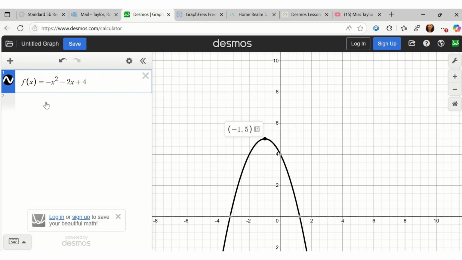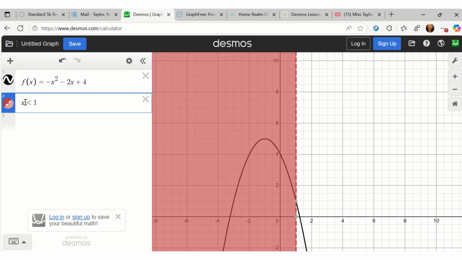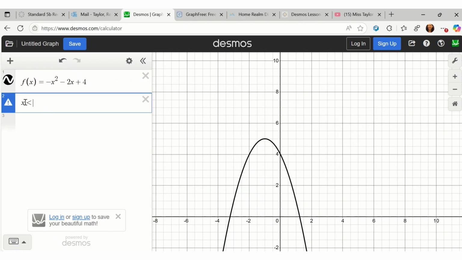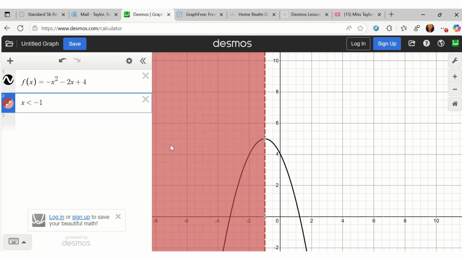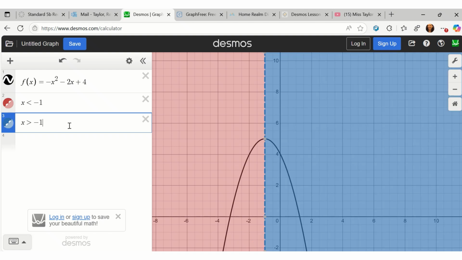So it's the -1. And I'm going to go with x is less than -1. Ooh, it'd be good if I put the negative in. There we go. X is less than -1, and that is my increasing interval. So my increasing interval is x is less than -1, which means my decreasing interval is probably x is greater than -1. And so we can see that in the blue.